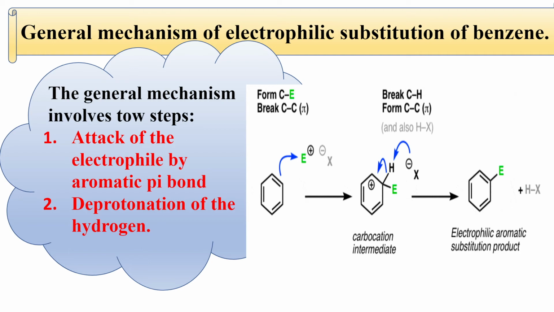General mechanism of electrophilic substitution of benzene. The general mechanism involves 2 steps. Step 1, attack of the electrophile by aromatic pi bonds. And 2, deprotonation of the hydrogen. Electrophile means a reagent that likes negative charge and hence itself has a positive charge.